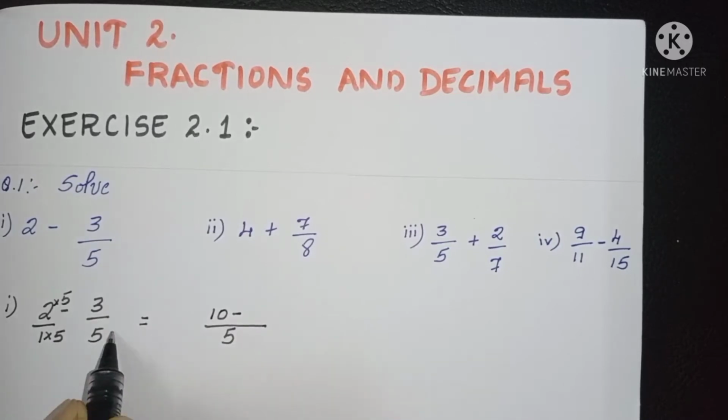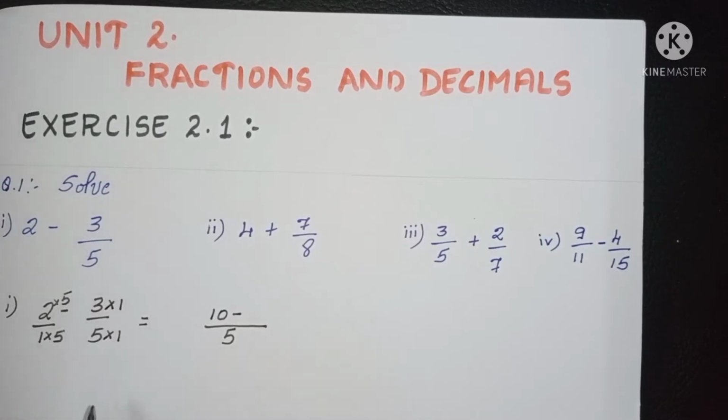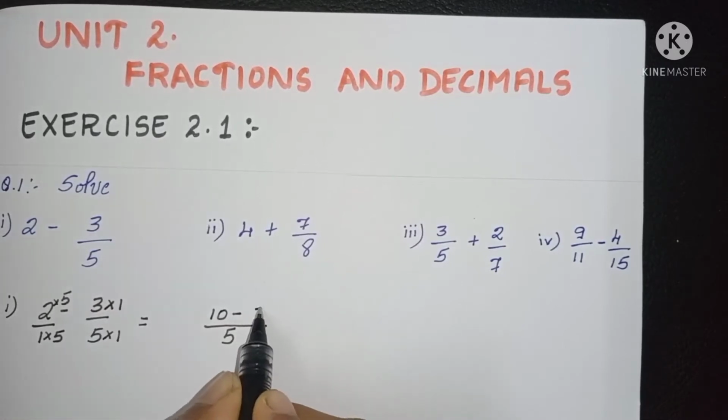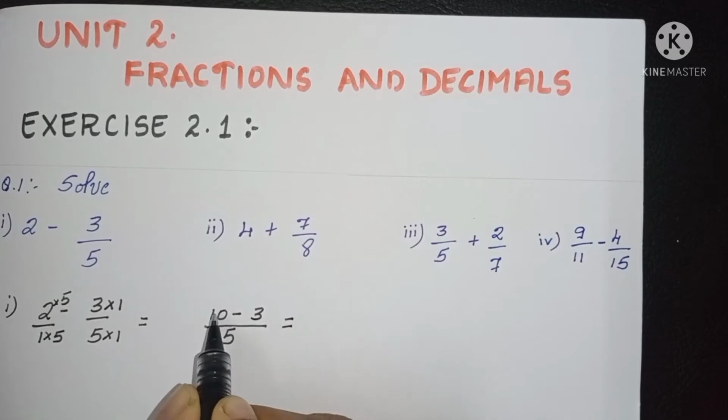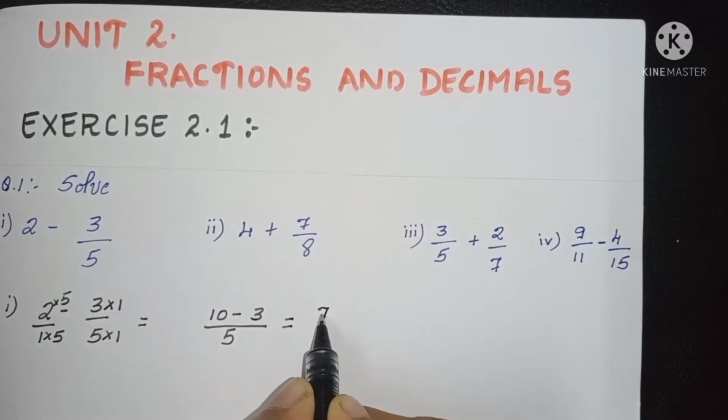5 by how much to get 5? So 5 ones are 5. So the numerator we have to multiply by 1. 3 into 1 is 3. 10 minus 3 will give you 7 by 5.